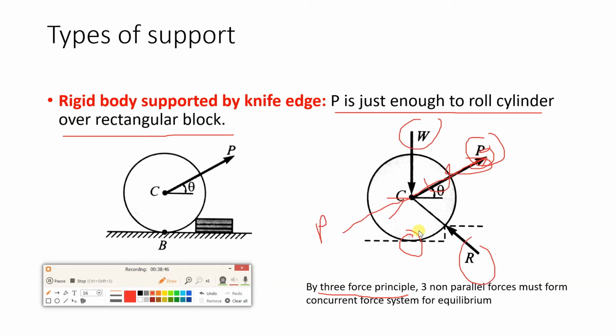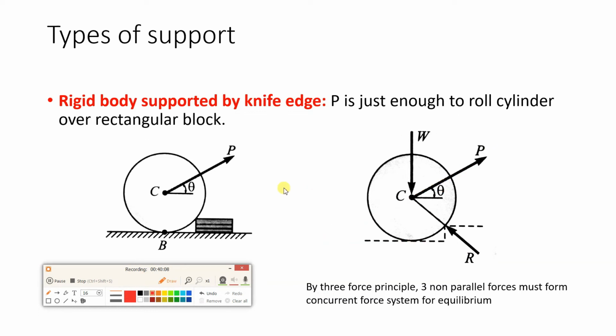Someone asked whether the reaction will come or not, why have I not shown the reaction here? Because it is given that P is just enough to roll the cylinder over the rectangular block. So it will go in air at point B. So that is why here there will not be normal reaction. That is the reason why normal reaction is not shown.